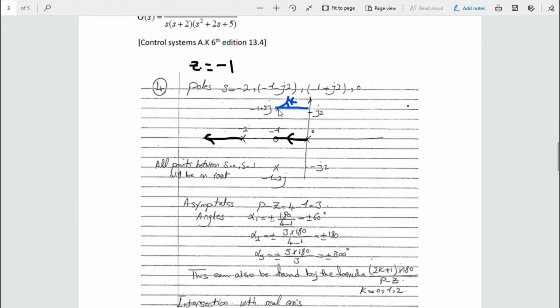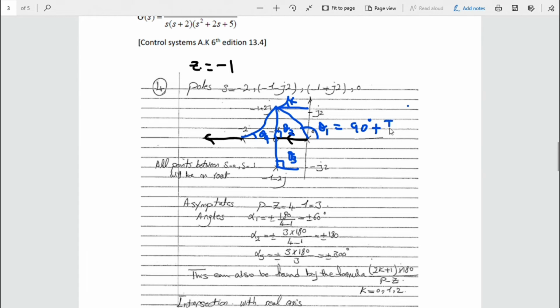then we take all the angles relative to this particular point. This will be your angle theta 1. This will be 90 degrees. This is theta 2. This will further extend down. This is again 90 degrees. This is theta 3, and this is another angle, theta 4.